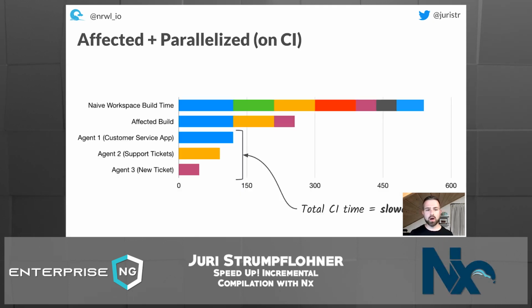And so again, if we now take this into account, then your total CI time basically is equal to the slowest part, right? Because now we run them in parallel and no more in sequence. And therefore the slowest one determines the total time you need to run on your CI. But you already can see a lot of improvements.